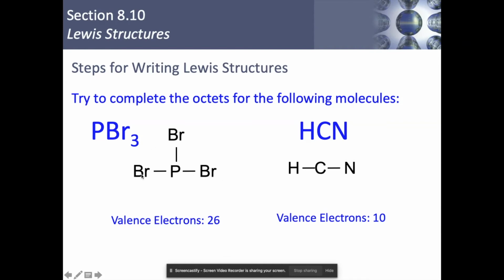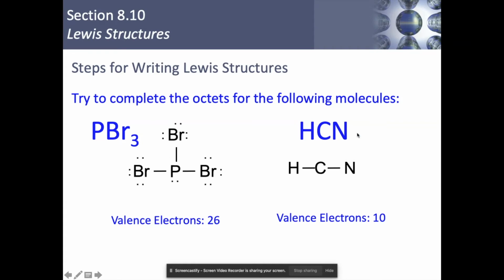So I'm going to start on this bromine here. Right now I have 2, I have 4, I have 6 electrons, and now I'm going to add 8 and 10 and 12 and 14 and 16 and 18 and 20 and 22 and 24. Okay, I need 26. After you've added them all to the outer atoms, then you can add electrons to the central atom, like that. Now notice this bromine has an octet, this bromine has an octet, this bromine has an octet, and the phosphorus also now has an octet.